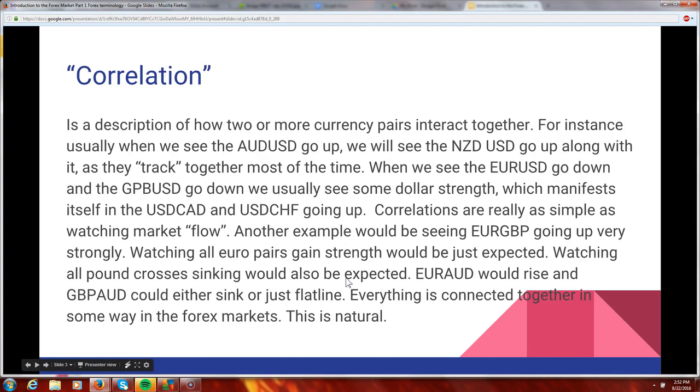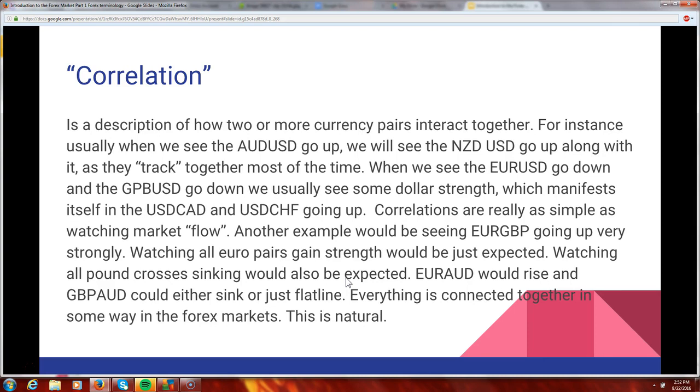All right, so next we'll talk about correlation. Correlation is a description of how two or more currency pairs will interact together. For instance, usually when we see the Australia dollar go up, we're going to see the New Zealand dollar go up along with it to some extent, as they often track together most of the time because they are currencies that are linked to commodities, especially like gold, copper, things like that. They're linked in some way to China, too.